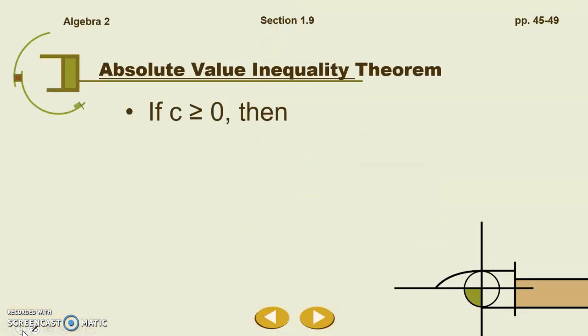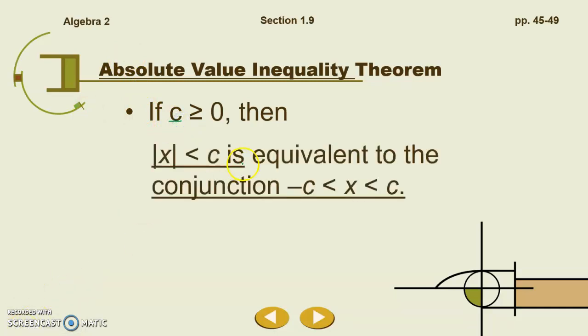Here are some absolute value theorems that you need to know. If c, and c is representing any number, if c, or the number that we're looking at, is greater than 0, then the absolute value of x is less than c is equivalent to this conjunction: negative c is less than x, which is less than c.